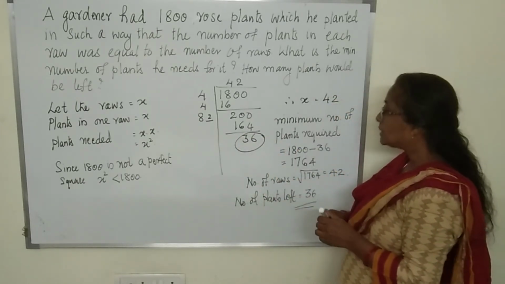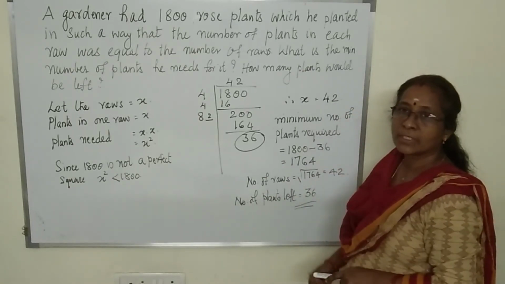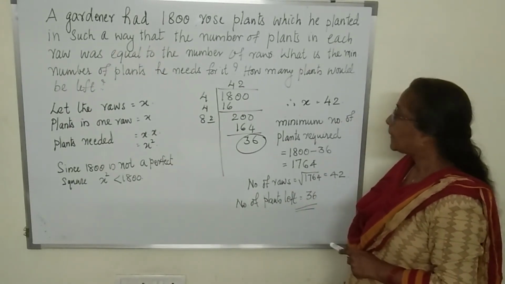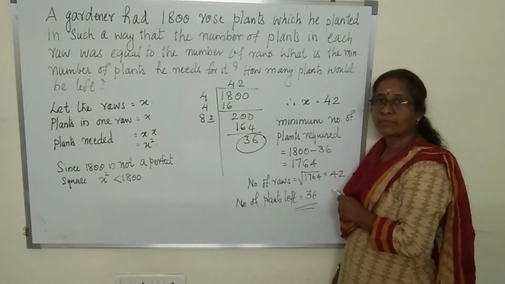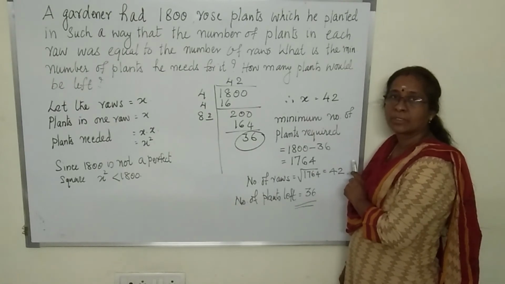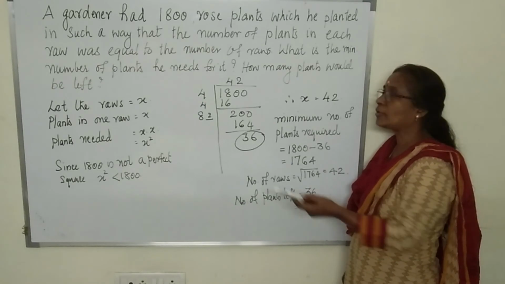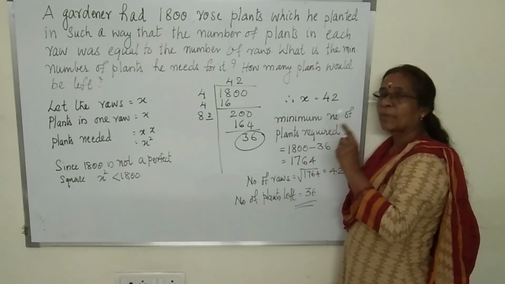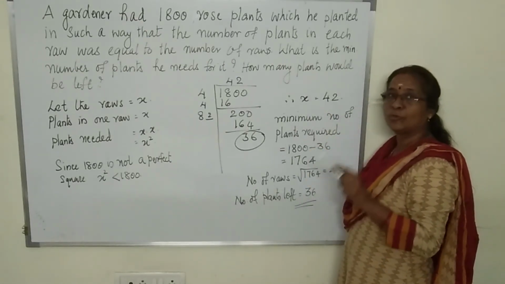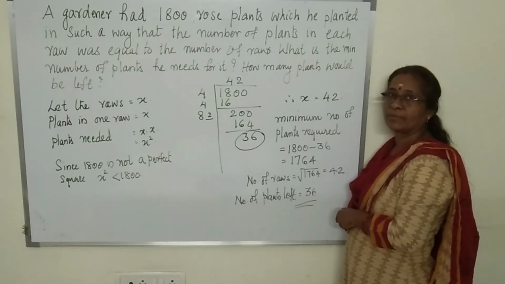Okay, that means if you remove these 36 plants from that 1800, we can arrange the remaining plants into an equal number of rows and columns. So if you remove 36 from 1800, what would you get? We will get 1764. And 1764 is a perfect square, and when you find the square root, we will get 42. So 42 plants in each row, and we can have 42 rows. And how many plants will be left? 36 plants will be left.